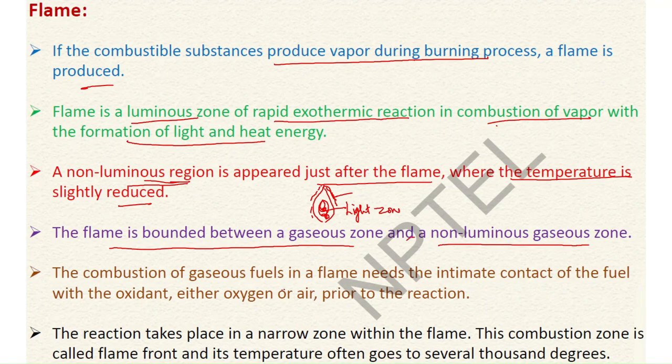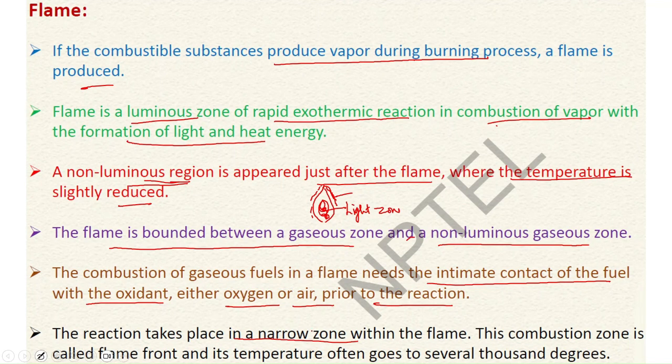The combustion of gaseous fuels in a flame needs intimate contact of the fuel with the oxidant. How is a flame formed during the combustion of gaseous fuel? It is formed by the intimate contact of the fuel with the oxidant, basically either oxygen or air, prior to the reaction. The reaction takes place in a narrow zone within the flame, and this combustion zone is called the flame front.